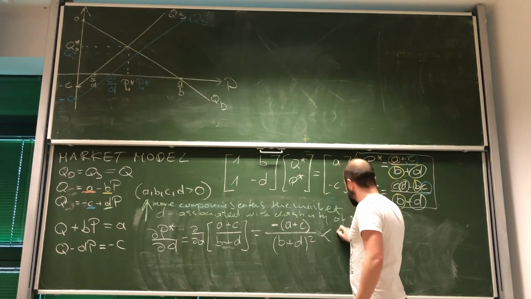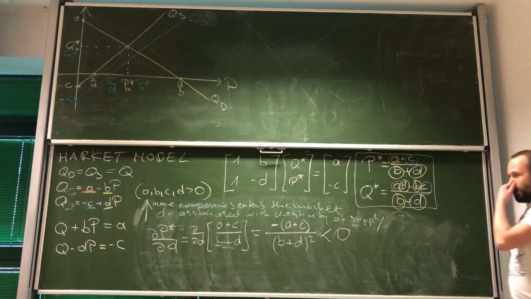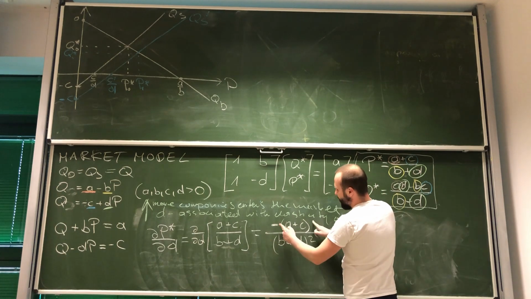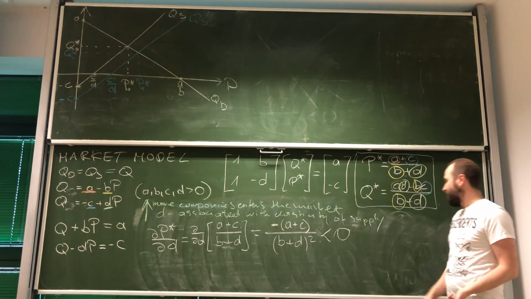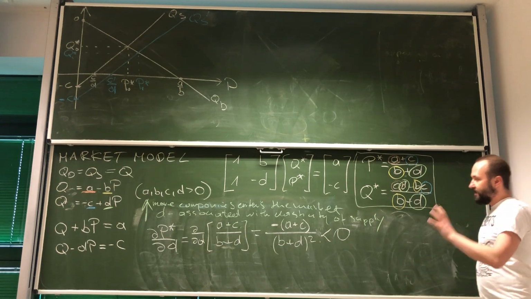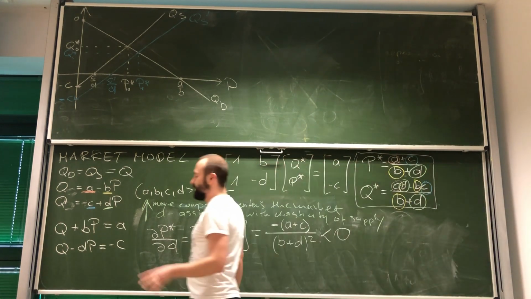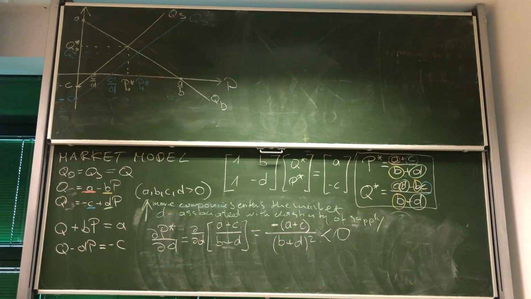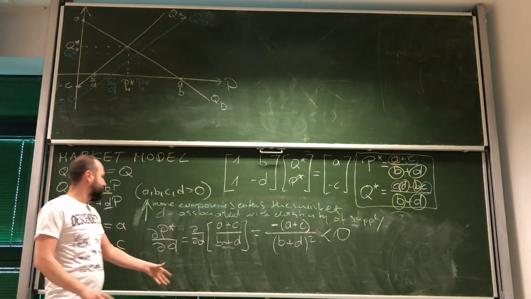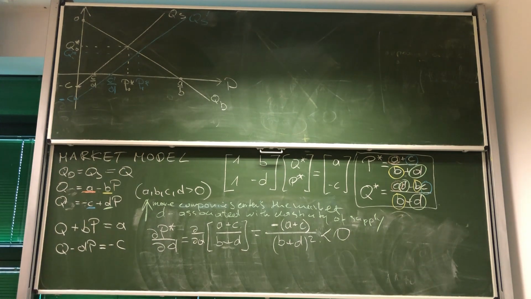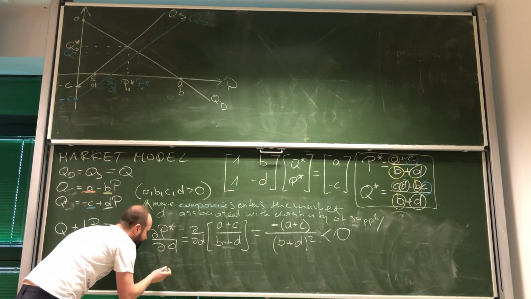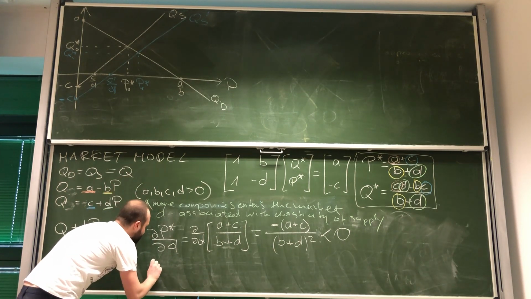And we see that this expression is clearly negative. This is positive in squares, this is positive, we've got minus in front. So we see that this is negative. The higher the elasticity of supply, the lower the price. Of course, other things being equal, which is a hidden assumption every time we calculate a partial derivative, not only a comparative static partial derivative.